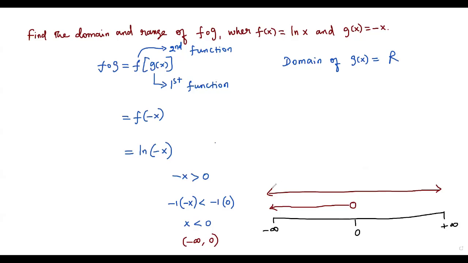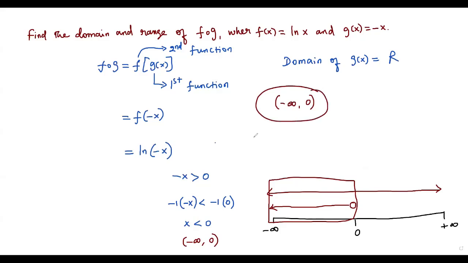Okay, what's the common region over here? So this is the common region of the two graphs. This common region gives the domain of the composite function. The interval notation of this common region is going to be negative infinity comma 0. So this is the domain of the given composite function f dot g. Okay, now we have finished defining the domain of the given composite function. Let me erase some stuff and continue with the range.